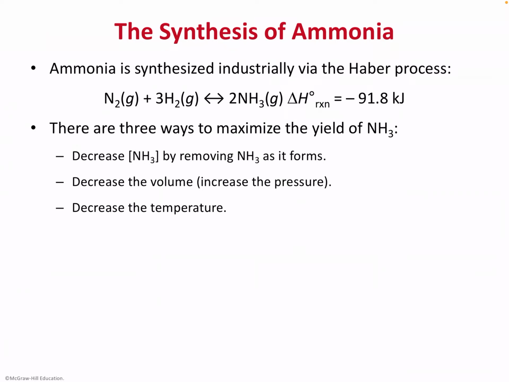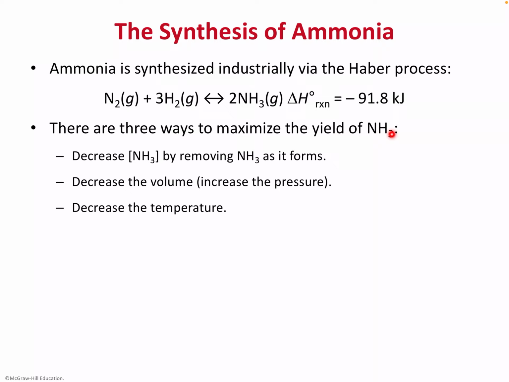Here's an example: the synthesis of ammonia. Ammonia is synthesized industrially via the Haber process. Nitrogen plus 3 hydrogen giving you 2 ammonia, and this is the delta H of the reaction. The enthalpy of the reaction is negative 91.8 kilojoules. Is this exothermic or endothermic? It is an exothermic reaction, right? So there are 3 ways to maximize the yield of ammonia.